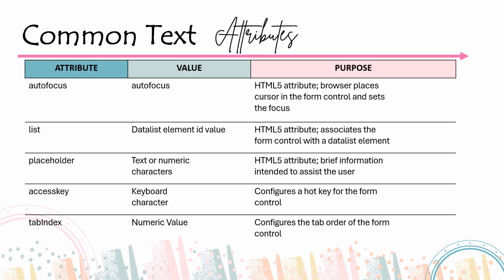Okay, to continue, the autofocus attribute has the value autofocus. The purpose, an HTML5 attribute, is that the browser places the cursor in the form control and sets the focus. Next, the list attribute has the value of the datalist element's ID value. The purpose, an HTML5 attribute, is to associate the form control with the datalist element. And next, the placeholder attribute has the value text or numeric characters. The purpose, an HTML5 attribute, is brief information intended to assist the user.